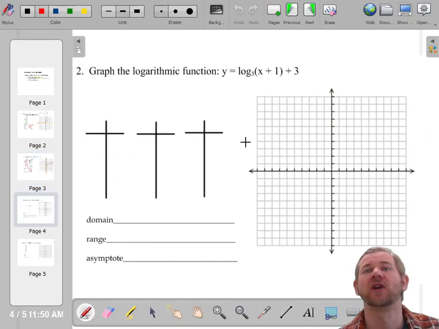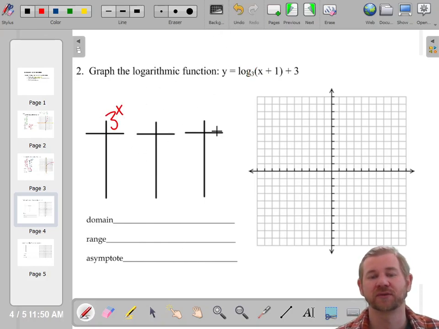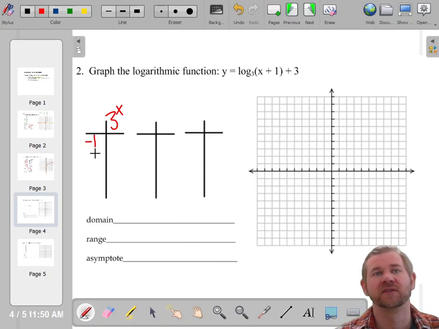If it says to graph a logarithm, the first thing you want to do is look at the base of the logarithm. This is base 3, so I'm going to make a parent function for base 3 exponential. -1, 0, 1, 2, 3. We've done this before. 1, 3, 9, 27.